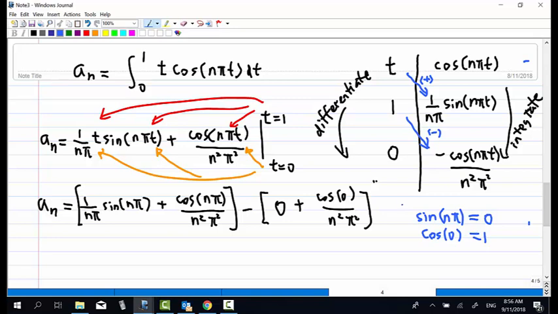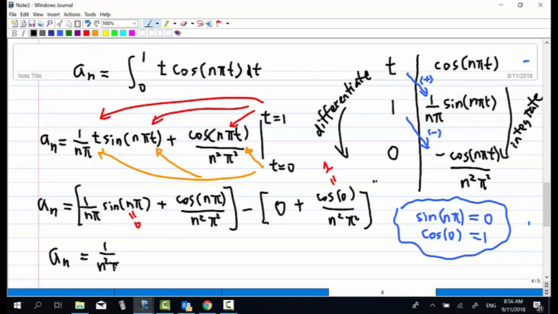So using this information, we know that this is 0 here, this is 1 here. So an is equal to 1 over n squared pi squared times cosine n pi minus 1. Right? So this is the final answer for an. And then we're going to find out what is an later on, one by one, the first 3 terms.